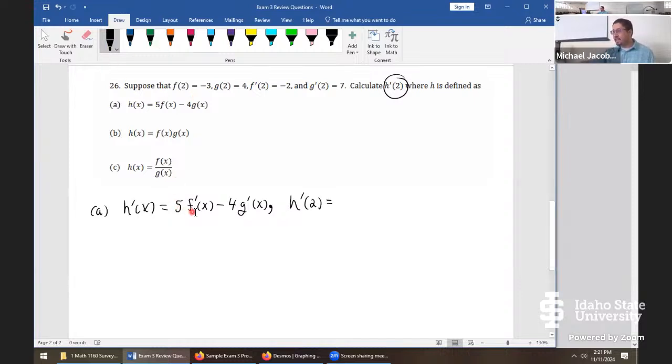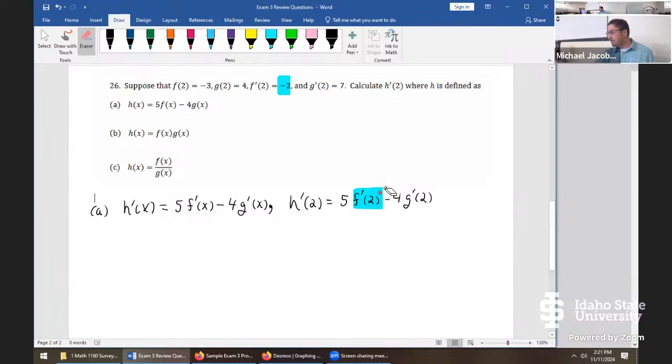h prime of 2 is now going to take and plug 2 here and here. So we'll get 5 f prime of 2 minus 4 g prime of 2. So this is essentially the name of the game. It feels weird because we're used to having the actual function h, but this is all we know about it. It's defined in terms of 2 other unknown functions. But despite that, for f prime of 2, we have a -2 we can plug in.